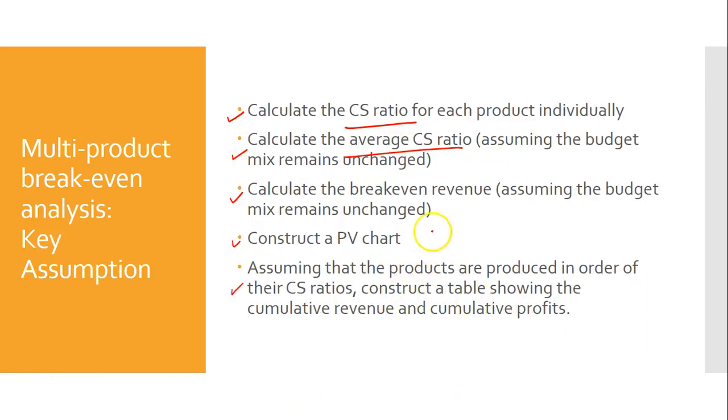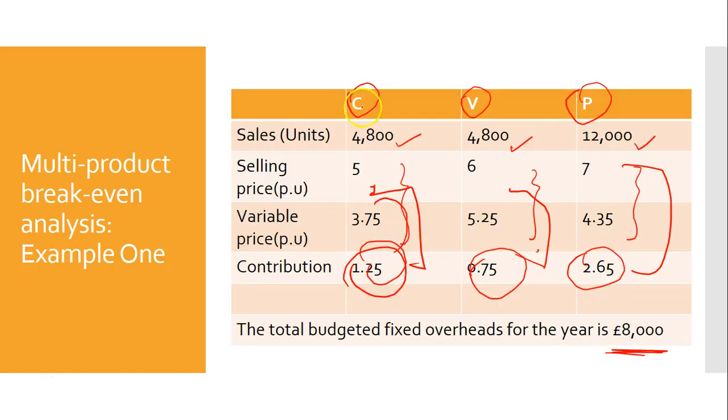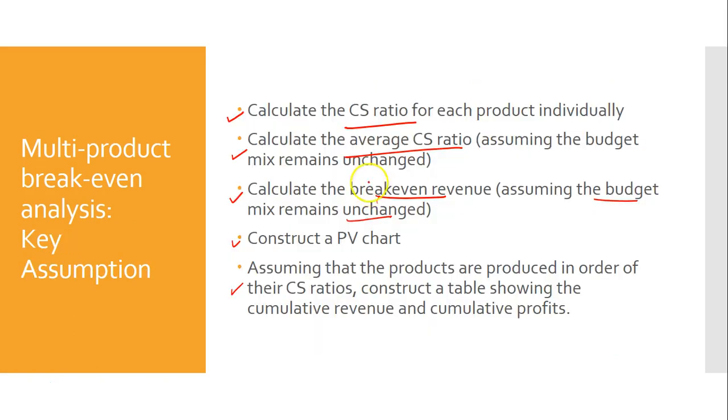We can work out break-even revenue, if we have a C over S ratio. Again, we assume that this budget mix remains unchanged. And when I talk about that, I mean this ratio of 4,800 to 4,800 to 12,000. So let's work out the break-even revenue.